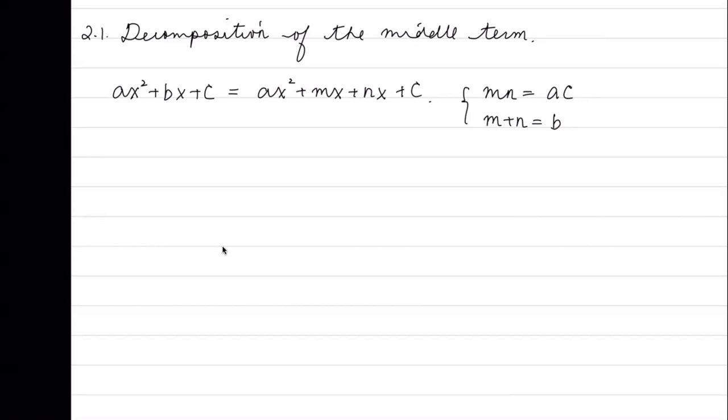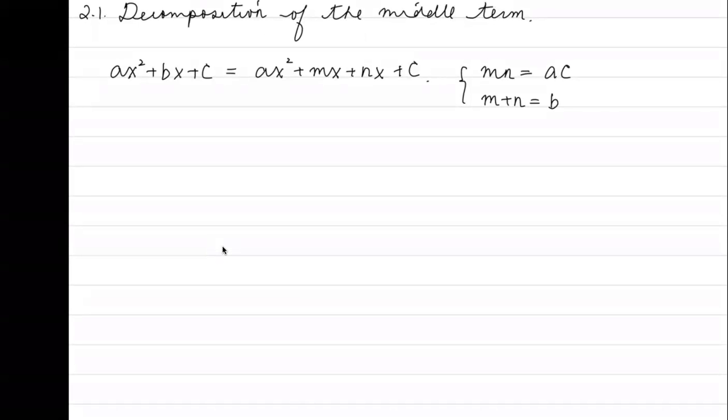The reason why we rewrite bx as mx plus nx here is because there is a very interesting property of trinomials. If we write m and n like this, m times n will be equal to a times c. And at the same time, m plus n will be equal to b. So these two conditions help us find the values of m and n. Okay, this might be a little bit confusing.